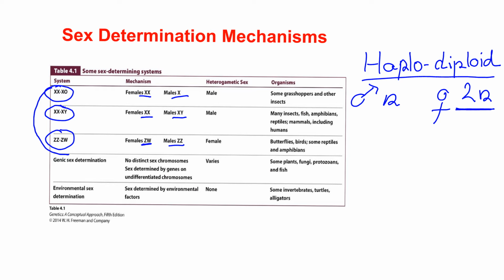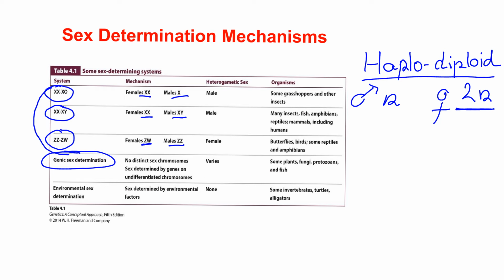So now let's go back and discuss genic sex determination. In this system, you cannot see obvious differences in chromosomes between males and females. So under such a system, sex is completely determined by genes located on the chromosomes.